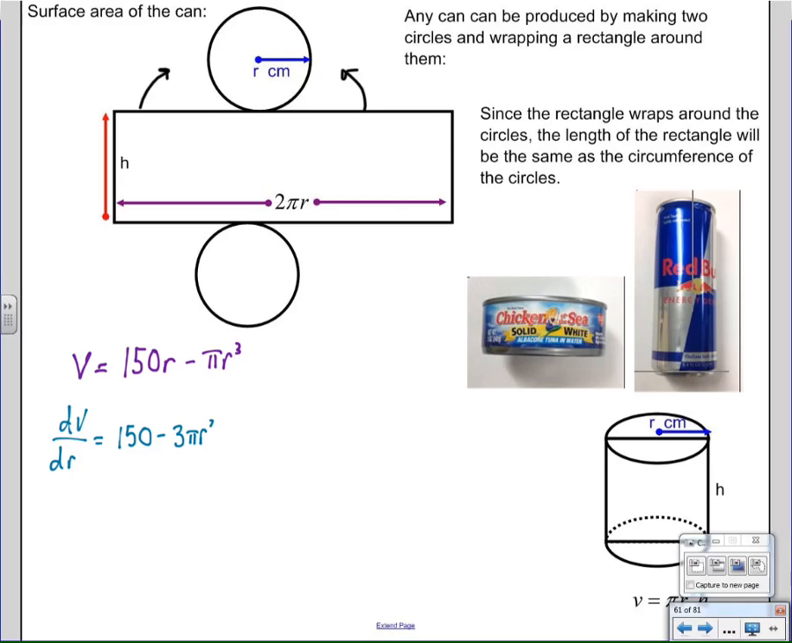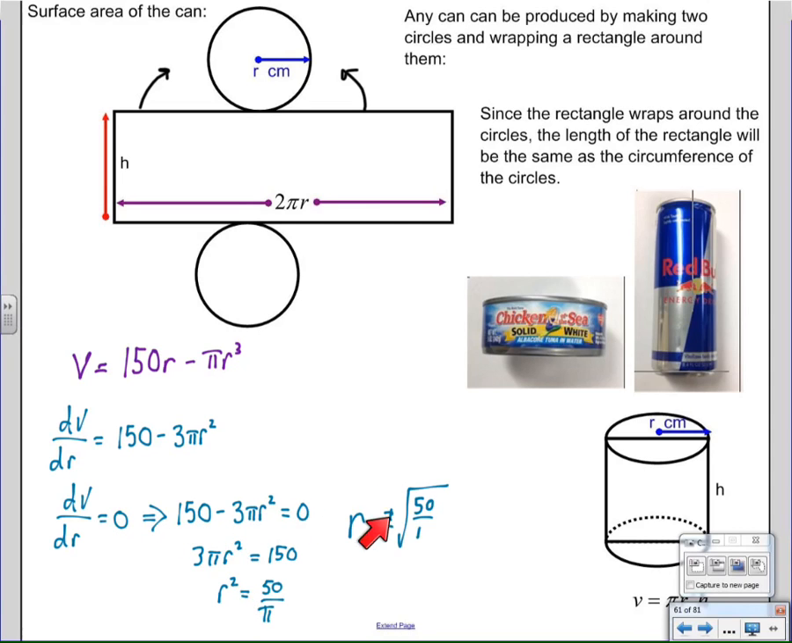So here all we have to do is take the derivative of this, so it's 150 minus 3 pi r squared. Then we set the derivative equal to 0. We add 3 pi r squared to both sides, divide by 3 pi, take the square root of both sides, keep only the positive one, and we determine by putting this into the volume equation that if we use the square root of 50 over pi as our radius, we can calculate a volume of 398.9 cubic centimeters, same as milliliters. So the largest amount that a 300 square centimeter surface area can contain is 398.9, or almost 400 milliliters.